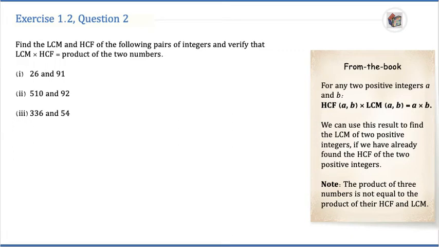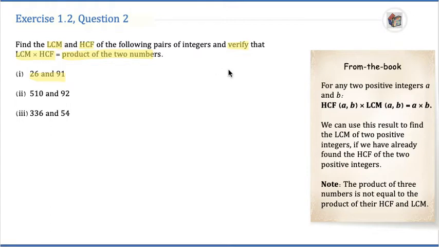Exercise 1.2, question 2. Find the LCM and HCF of the following pairs of integers. So every time you have two integers given, you have to find their LCM and HCF, and then verify a result that is true: that the product of the LCM and the HCF is equal to the product of those two numbers.